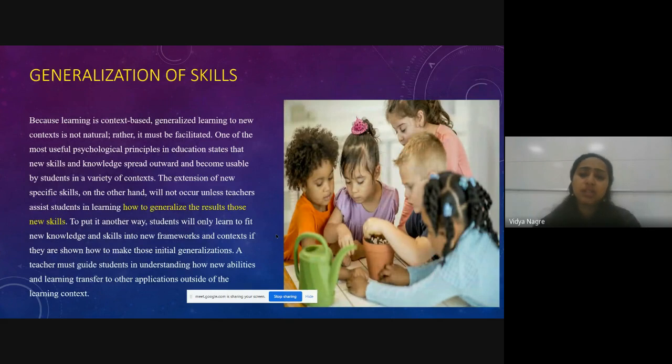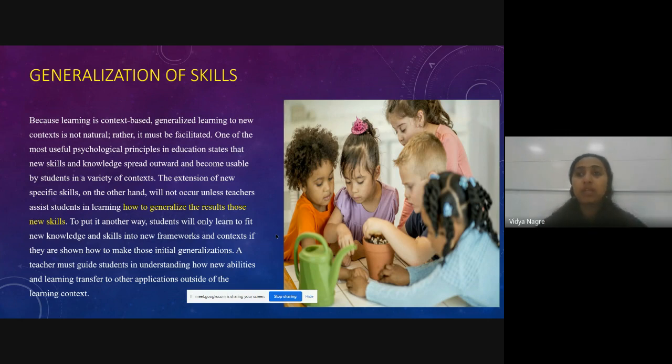Generalization skills are kind of life skills for all of us, especially for students. Generalized learning is very important, but the thing is, it is very context based. So if the context is changed, the generalized learning does not help. So there, a teacher has to help students to learn how to generalize the results for the new skills.